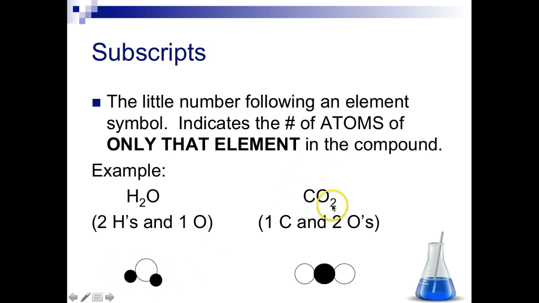Same thing for carbon dioxide. We have 1 carbon and 2 oxygens. So in this picture, carbon would be in the middle, and the 2 oxygens would be on either side.